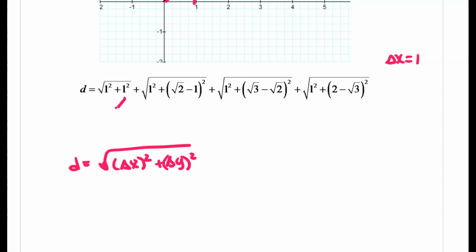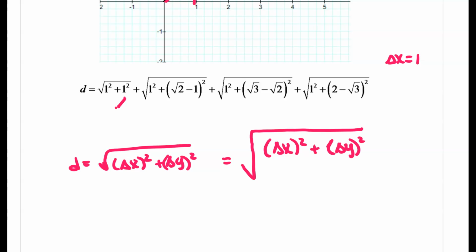What would happen if I divide by change of x and multiply by change of x? Hopefully you can see that that's going to cancel out. So I'm going to make a big square root here and have change of x squared plus change of y squared all over change of x squared times change of x. So these two are basically multiplying by 1 because the square root of change of x squared is change of x, as long as change of x is positive.